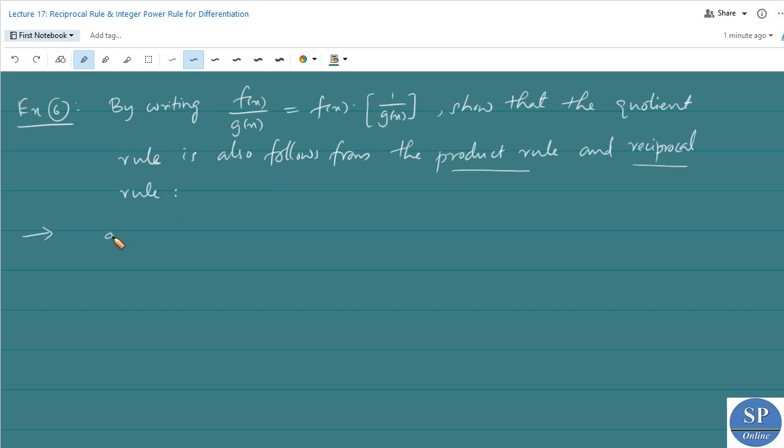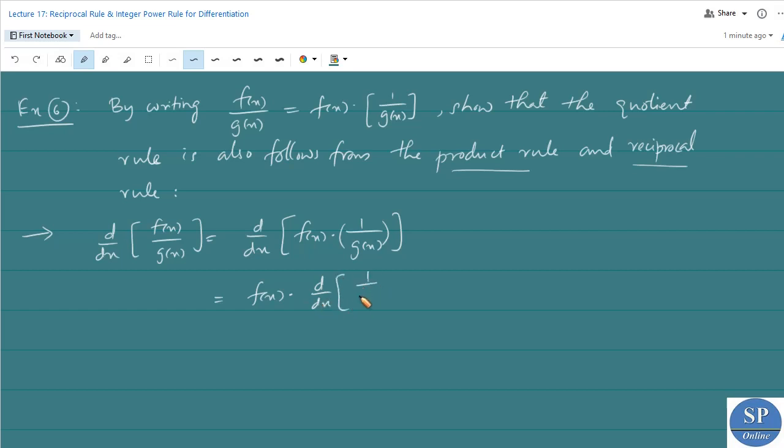So here d by dx of f of x divided by g of x is equal to, by writing f by g like this, d by dx of f of x into 1 by g of x. So here we have one function f of x and the other function is 1 by g of x. So first we can use the product rule, that is f of x into d by dx of 1 by g of x plus 1 by g of x into d by dx of f of x. This is by product rule.